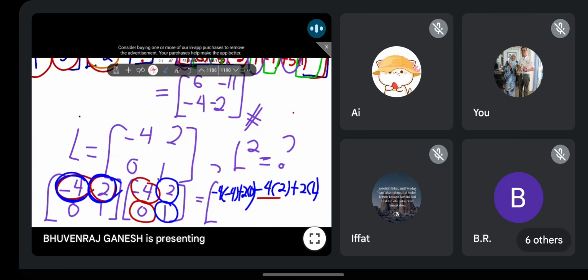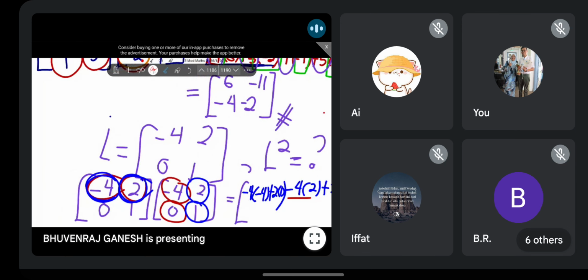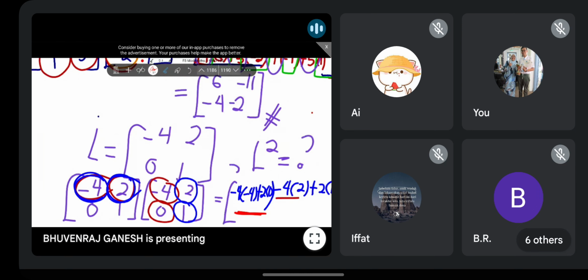We try this one. What will be this element? Can you all tell me? This one. Second row, first column.